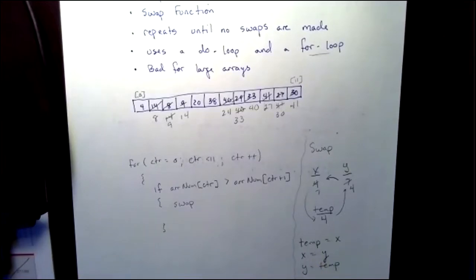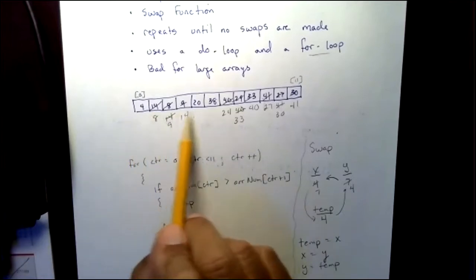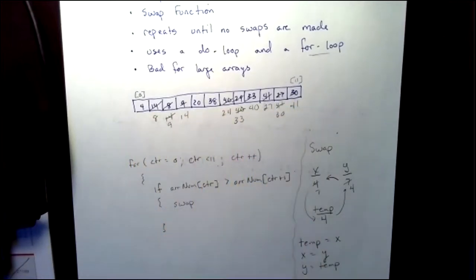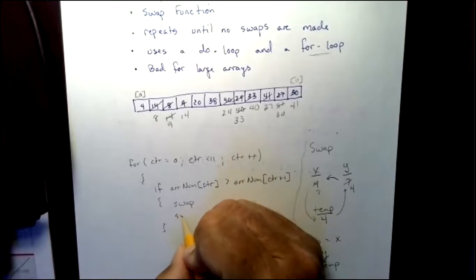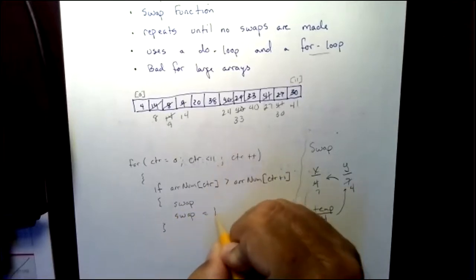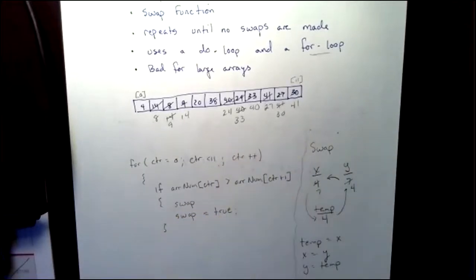And what else? Remember back here, I said, if I swap them, I have to do it again. You would probably make some kind of Boolean as true, like swap equals true. And what did we call that again? Using this variable swap. What did we call that? We called that a flag. We called it a flag.